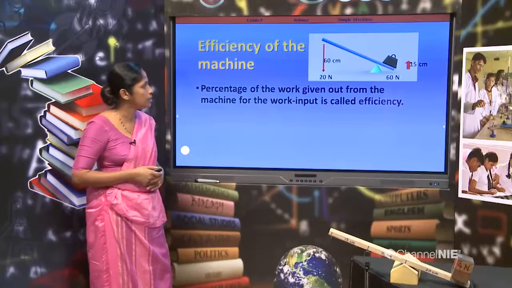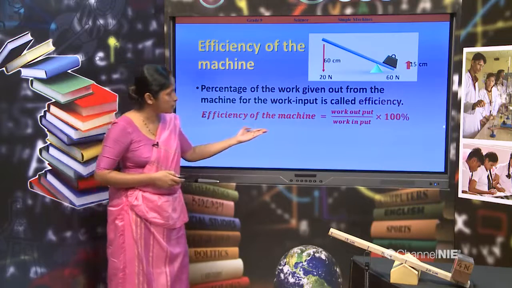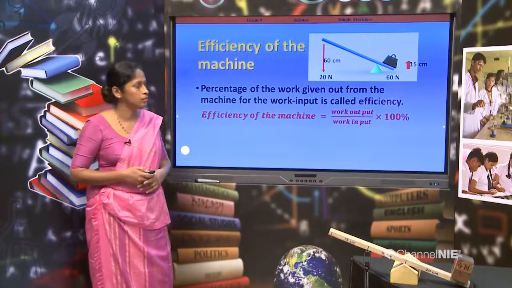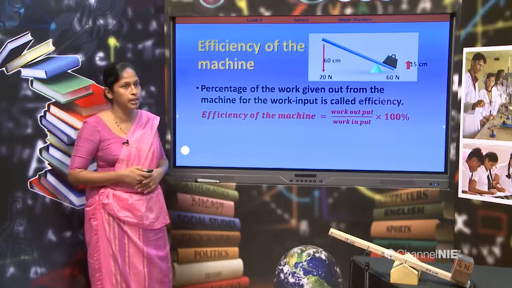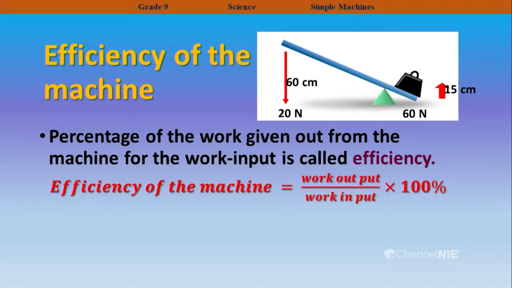Another important thing in the machine is efficiency of the machine. Efficiency means how the machine increases the force exerted to do the work. It can be calculated by this equation: work output divided by work input multiplied by 100. Why do we multiply it by 100? It is a percentage. You all know percentage, the percentage of the work given out from the machine for the work input is called efficiency.